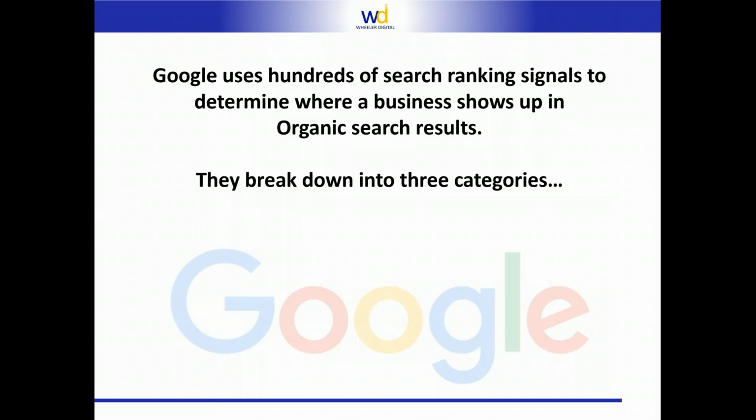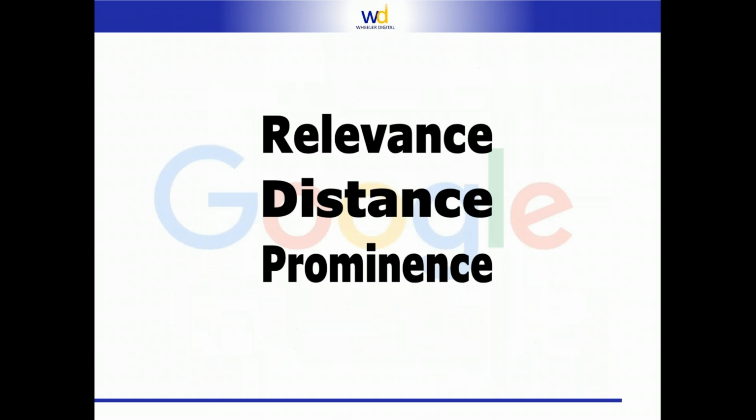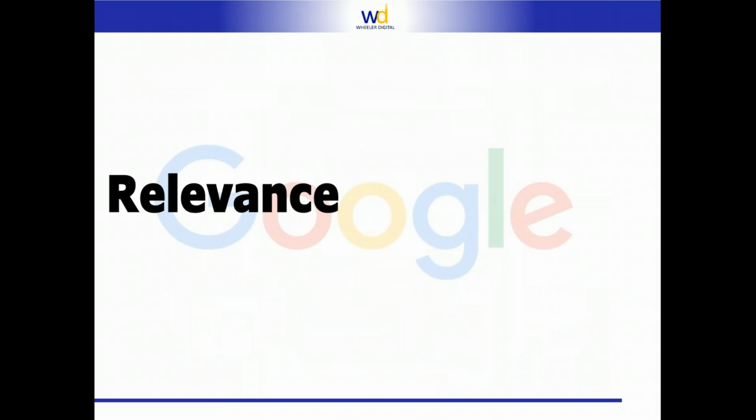So, having gotten the terminology out of the way and showing you what these things that we're talking about will look like to the end user when they're searching for your business online, let's break it down and make SEO, Google My Business, a little bit simpler. Google uses hundreds of search ranking signals to determine where a business shows up in organic search results. And they break down into these three categories: relevance, distance, and prominence.